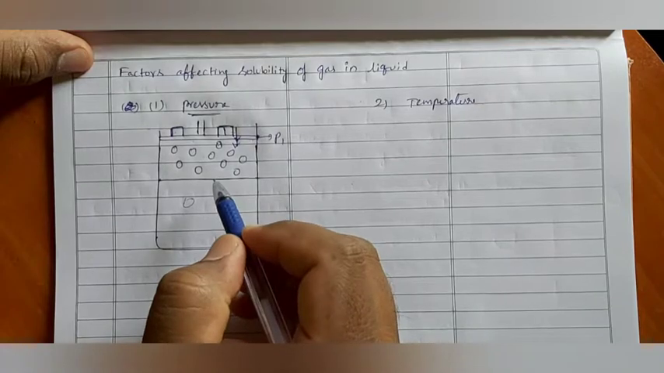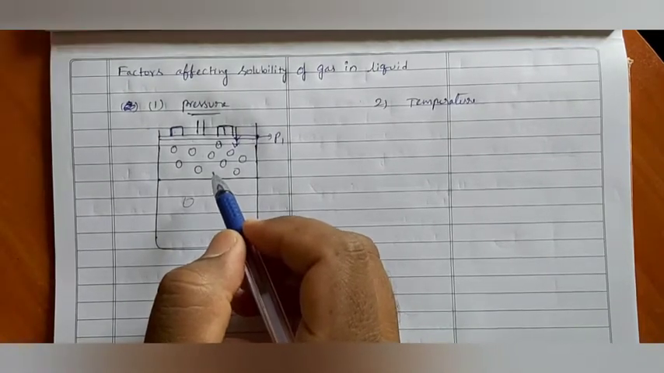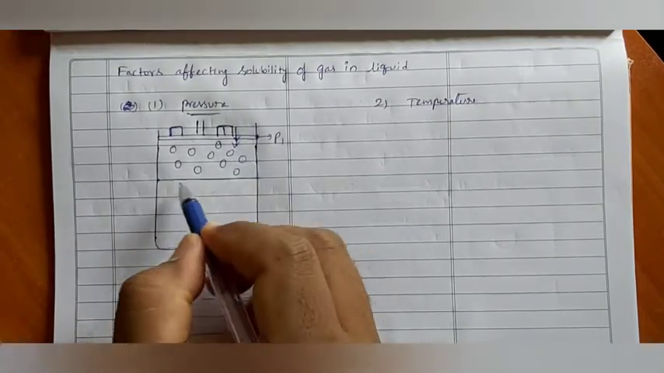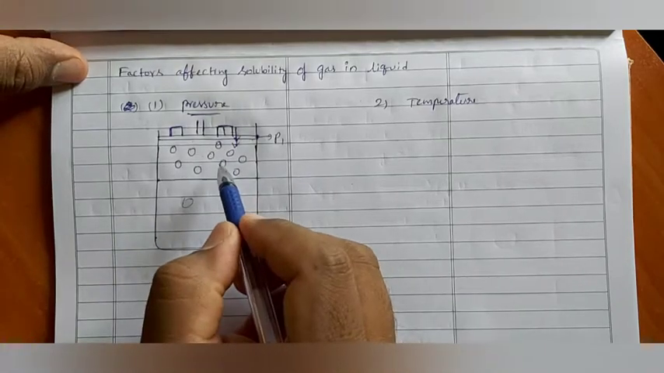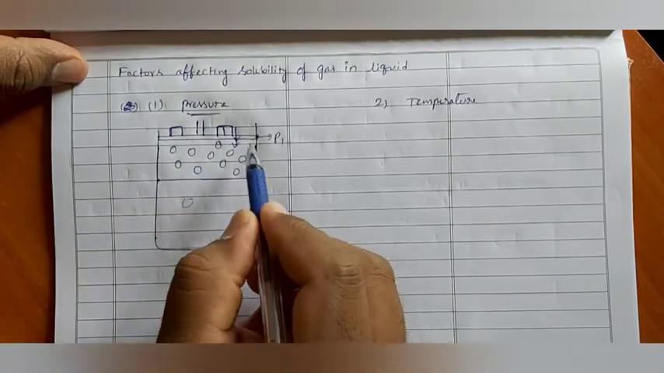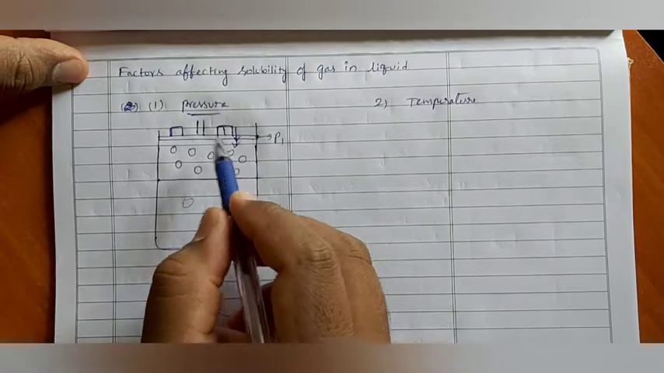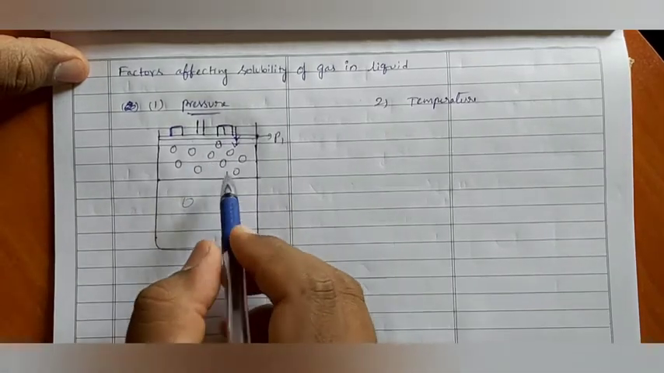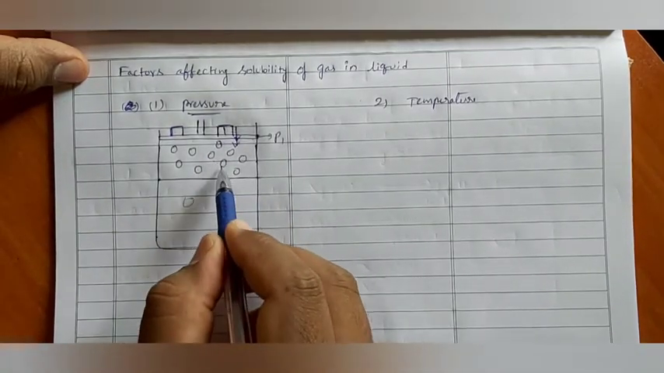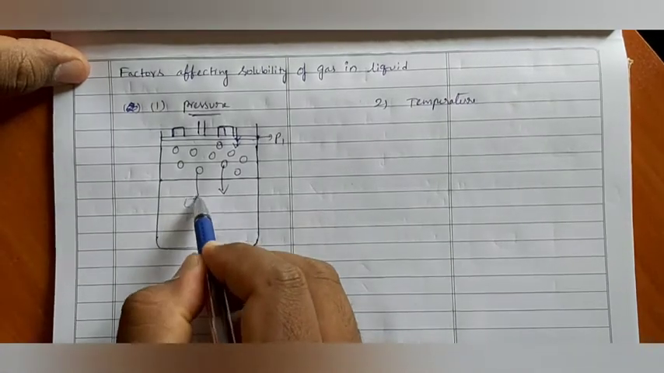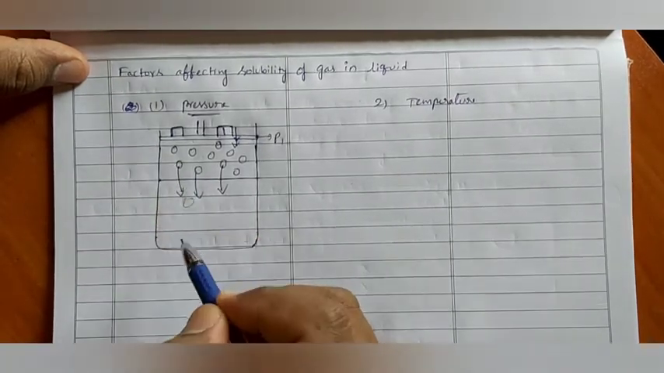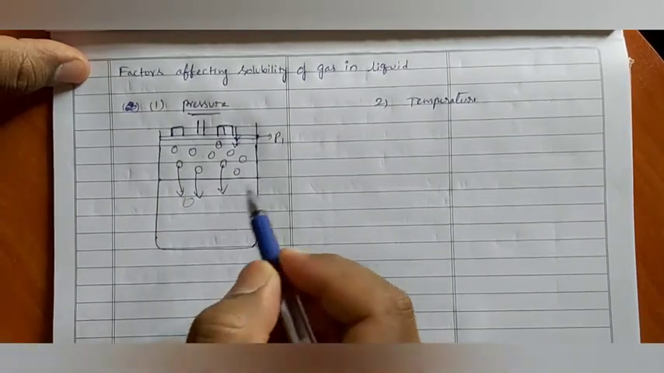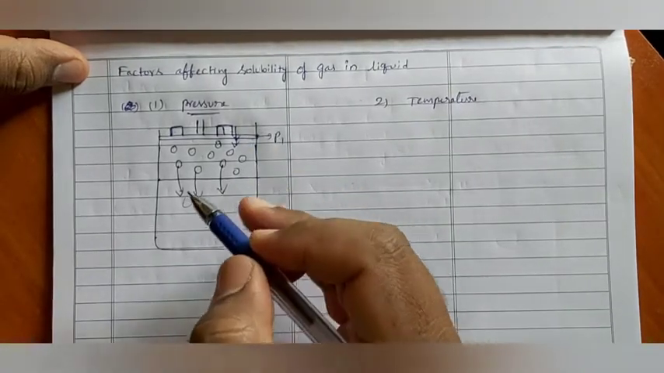While this piston is getting moved down, what happened to pressure? Pressure increases on the gas. When pressure increases on the gas, some molecules of gas will go into the liquid state. That means solubility is happening.